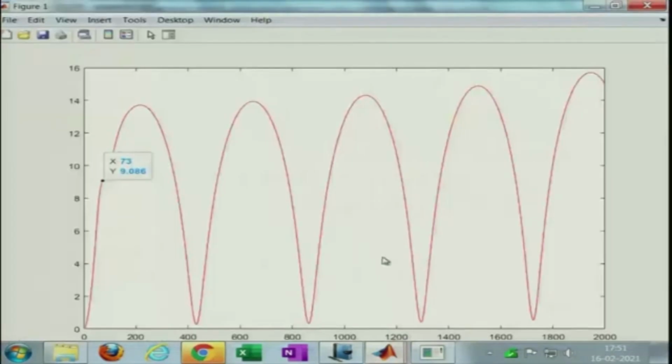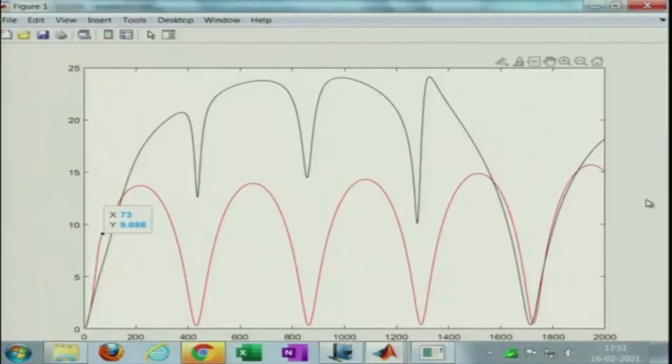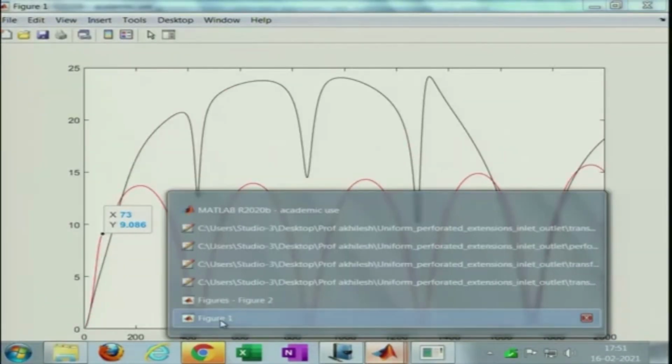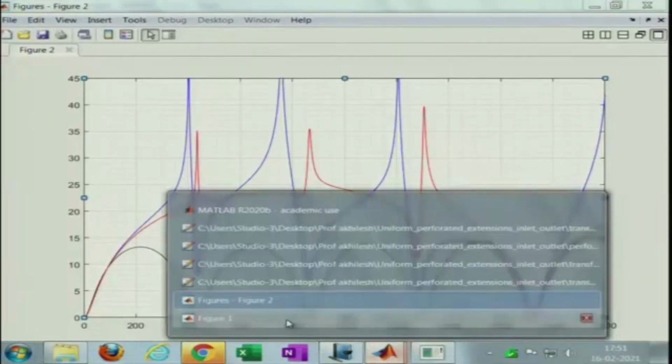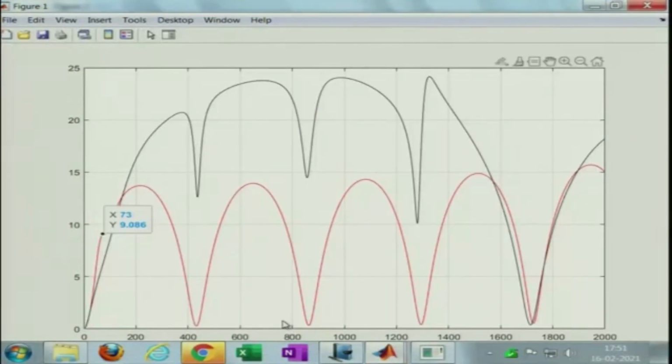And see what happens. So, the performance definitely has increased. So, how about I do grid on? And do this kind of a business.